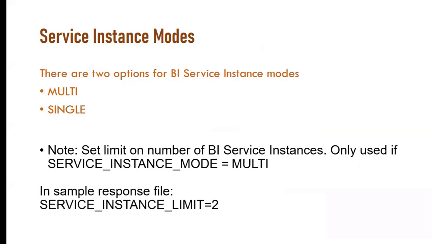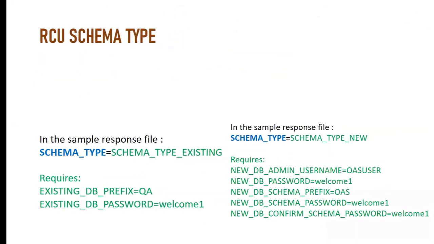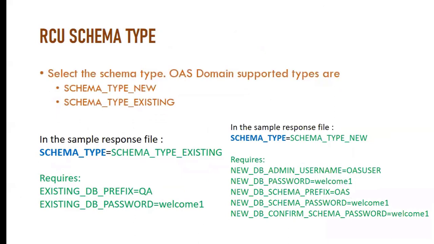The sample response line will be service instance limit, equal to how many hosts you are going to host this BI OAS domain. RCU schema type: if you're going to use the RCU schemas, there are two different options. Newly creating, with the configuration assistant which you are going to run with config.sh. And if RCU is already executed and you want to use that RCU, then you can use the existing option.